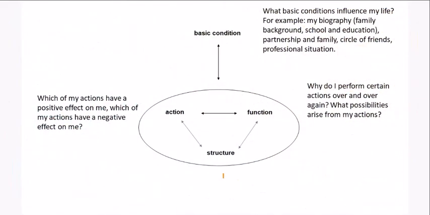In the last example, I will show you how you can use the Universal Schema for self-reflection. I can represent and explain myself using the Universal Schema for the purpose of self-reflection. In a self-reflection, for example, I can assign myself to the aspect of structure or the aspect of framework conditions. If I classify myself as structural, I can ask myself the following question. Which general conditions influence my life? For example, my biography, my partnership and family, my circle of friends, or my professional situation.